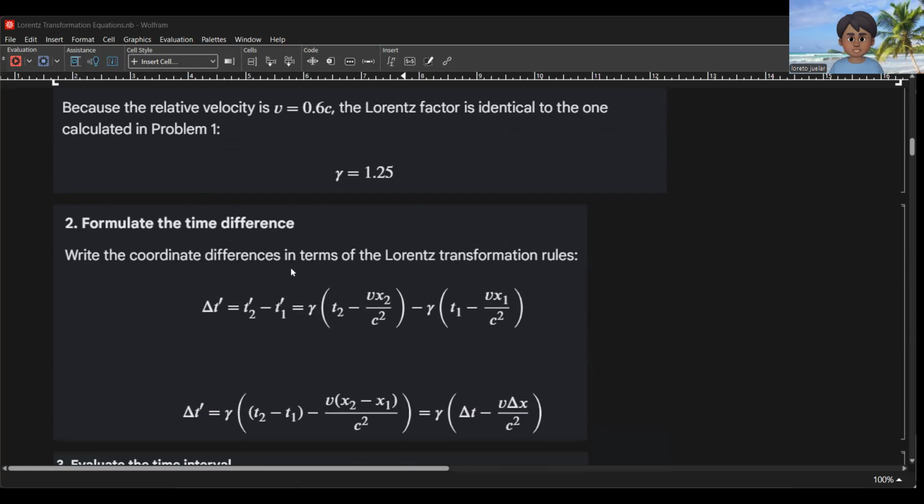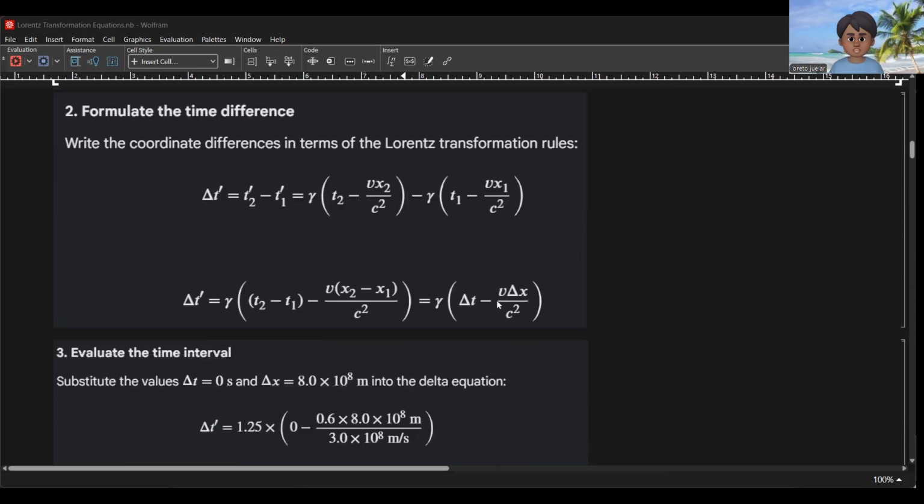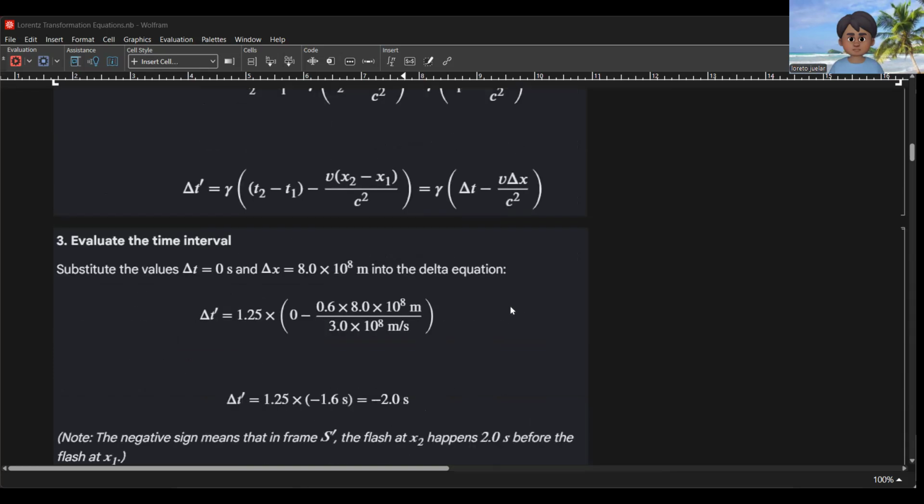Formulate the difference here. So find the coordinate differences in terms of the Lorentz transformation rules. So delta t prime equal to t prime 2 minus t prime 1. This is equal to the Lorentz factor times t2, which gives t prime 2, and this one gives t prime 1. If we simplify them, this is equal to the Lorentz factor times delta t minus v delta x over c squared.